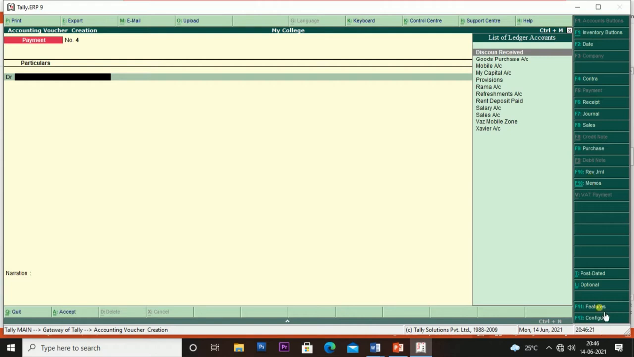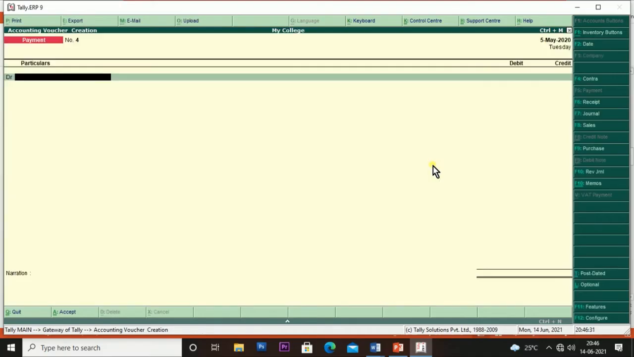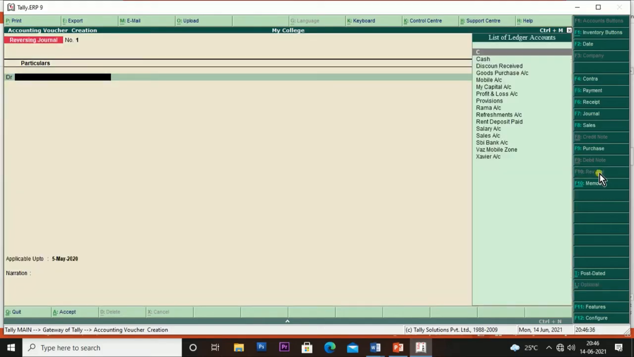As I said in the last class, in the features, if you enable use reversing journals and optional vouchers to yes, then it will show the optional voucher and reverse journal. Now we will activate reverse journal. When you activate reverse journal, it will show the option applicable up to. That means when we are entering a reverse journal transaction, up to which date it must be active, that we can specify by using this applicable up to.